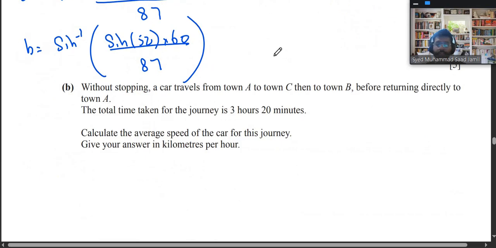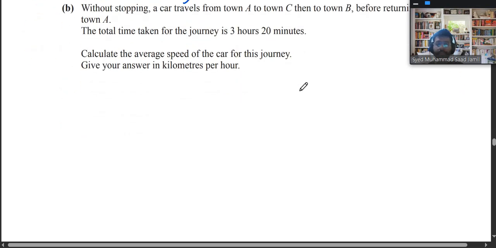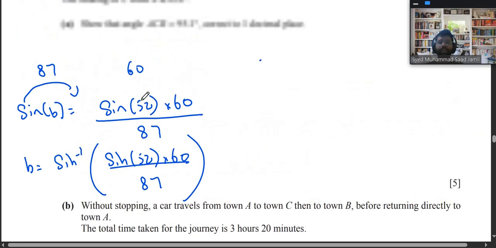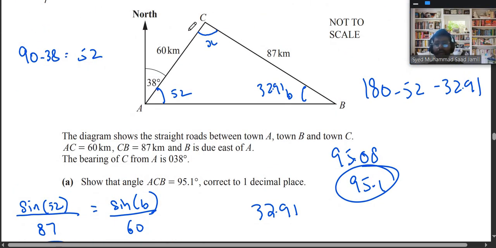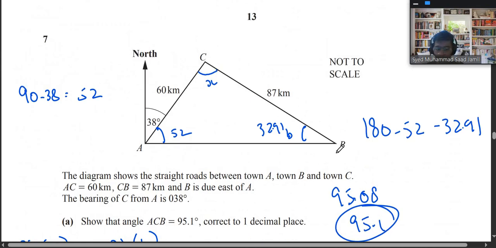Moving on to the next question, it says, without stopping, a car travels from town A to town C, then to town B before returning directly to town A. The total time taken for the journey is 3 hours. Calculate the average speed of this car. Give your answer in kilometers per hour. So what does this question actually mean? You traveled from A to C, then from C to B, and then back from B to A. You already have the distance from A to C and from C to B, but you do not have the distance from B to A.